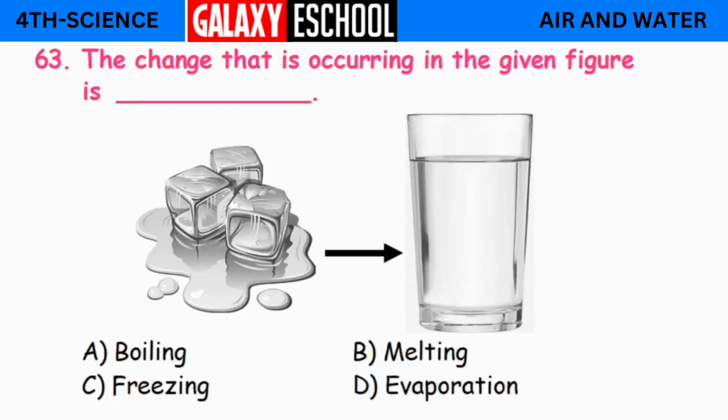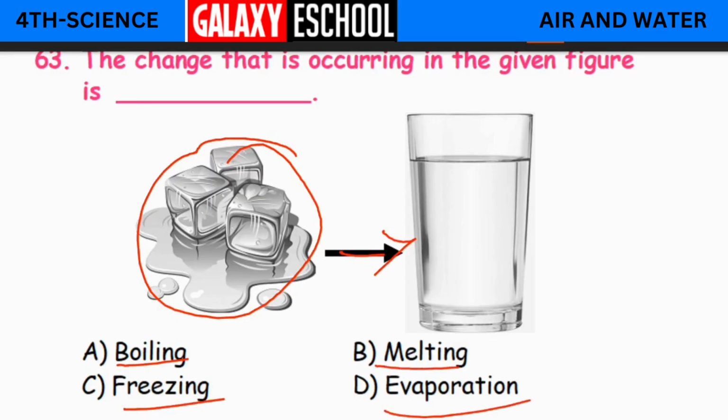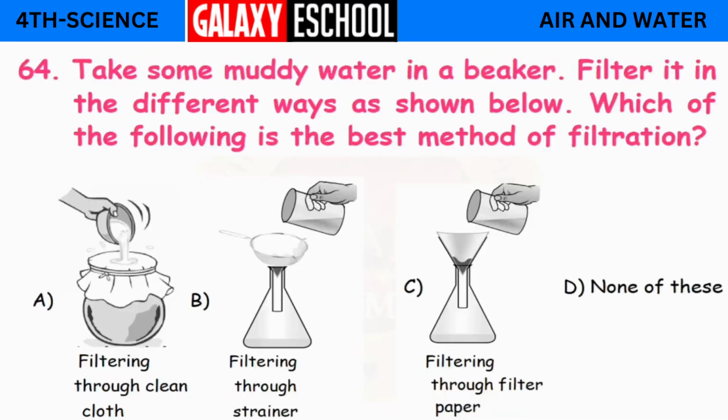Clear, children? The change that is occurring in the given figure, what is happening here? The ice is melted as water. What is this? Either boiling, freezing, melting or evaporation. As I said, melting. Ice is melting as water. Clear, children? Yes. And the next question is the 64th one.